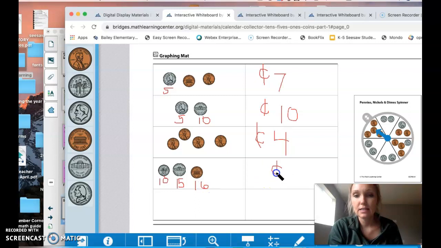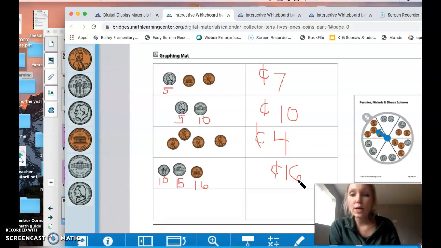16 cents. Your job today is, I am going to push out a coin and a telling time seesaw activity for you to do. There's directions on it, and then you are going to send that to me.